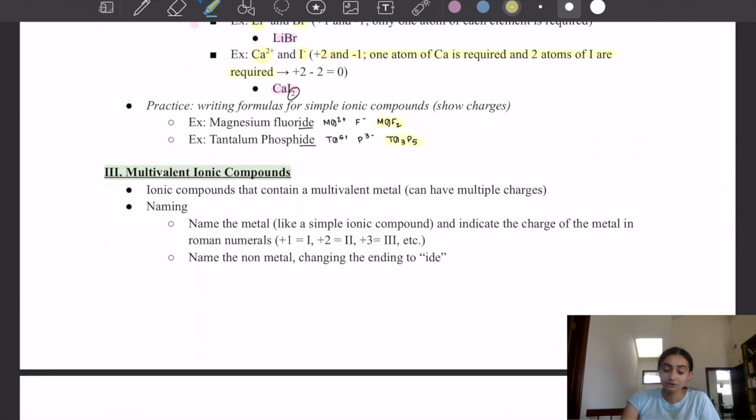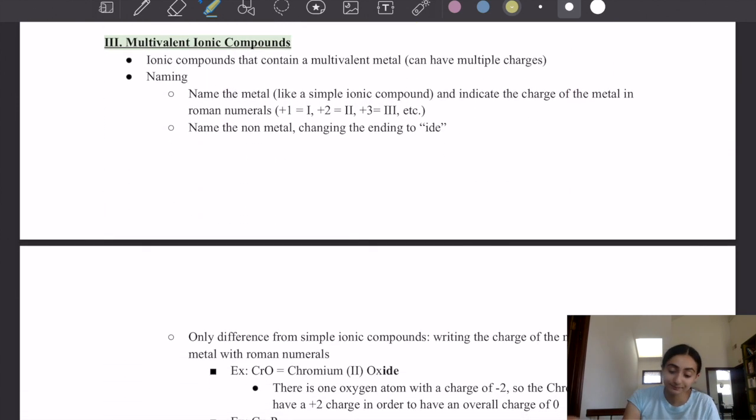Next, we're going to move on to multivalent ionic compounds. These are ionic compounds that contain a multivalent metal, which means that the metal can have multiple charges. So if you look on your periodic table, specifically for honors chemistry, not AP chemistry, your table will have charges on it. And if you notice, many transition metals have 2 charges, like vanadium has +2 or +3, iron has +2 or +3. And multivalent ionic compounds just mean we have to indicate which version of the element, iron for instance, we're using in our compound.